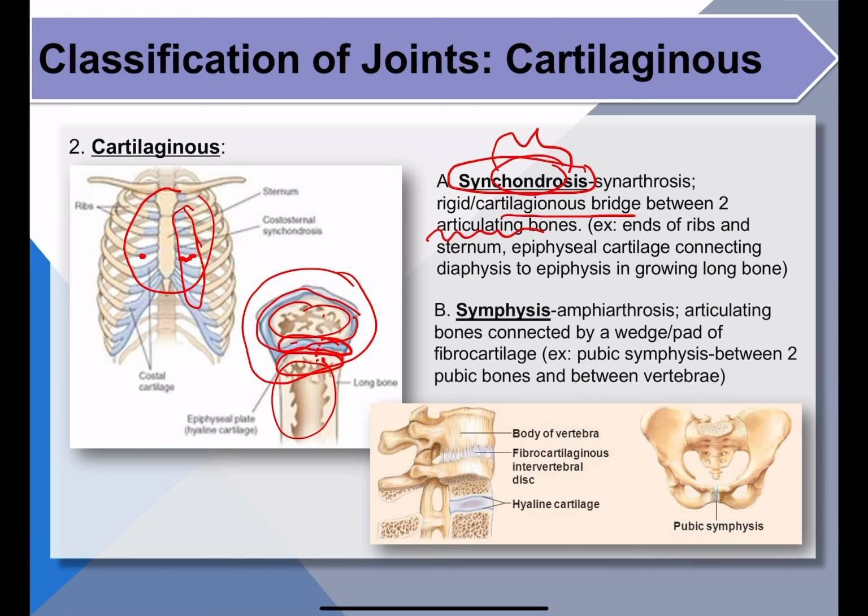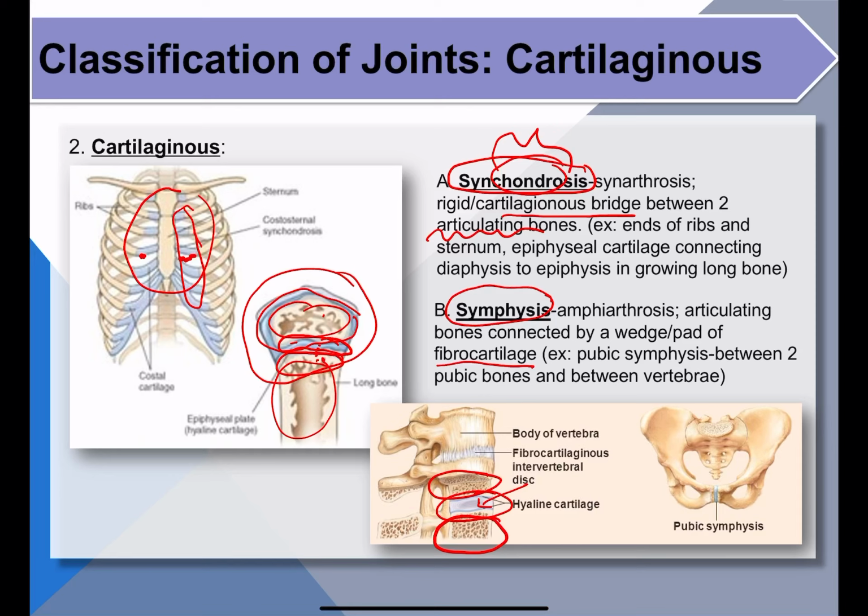Okay, and then you have the second subtype of cartilaginous joint. This is called the symphysis joint. This is when there is a whole wedge or pad of fibrocartilage that connects the bones of the joint. So for example, in the case of an intervertebral disc like this, we talked about that in the tissues chapter, that piece of cartilage that connects the superior vertebra with the inferior vertebra is a cartilaginous joint.